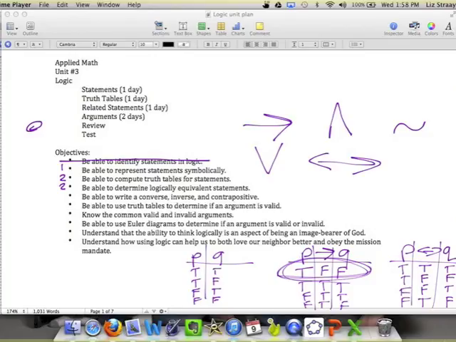Wait, why is there 1, 2, 2 on the side? That's what lesson they're in. So if you wanted to go back and look at stuff in the lessons.